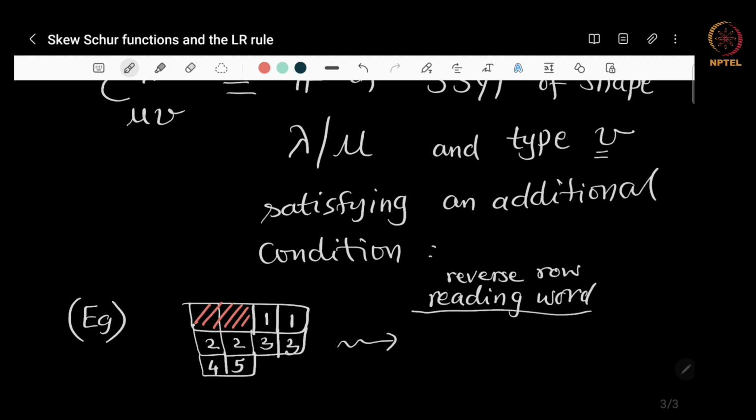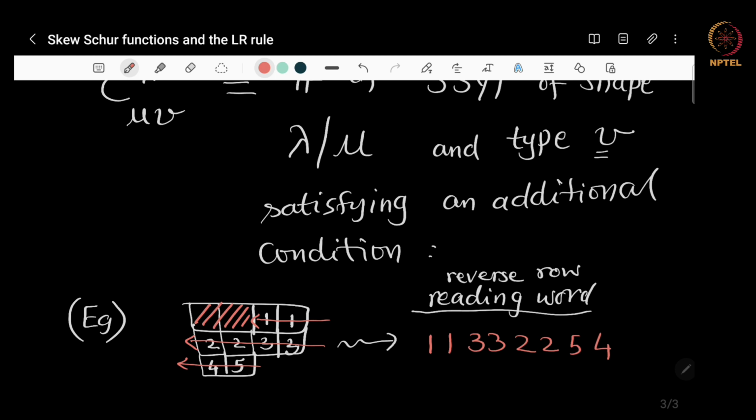So which is the following. I just read these numbers 1, 2, 3, etc. as follows. I start from the top and I read right to left this way. In this case when I read, I get 1, 1, then the next row is 3, 3, 2, 2, 5, 4. That's my reading word in this case.